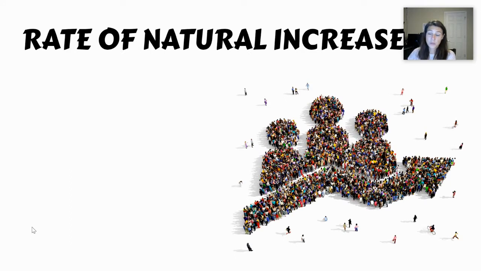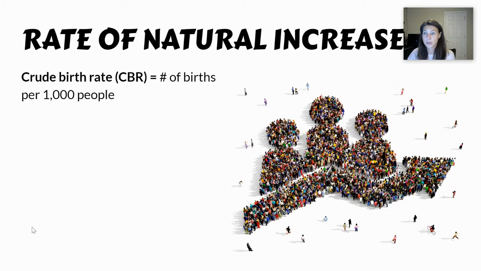Now, the other thing that's really important when we're talking about population growth and or decline is rate of natural increase. So how fast the actual population is growing. So fertility rate, mortality rate, and migration influence population growth and decline, but rate of natural increase tells us how fast a population is growing.